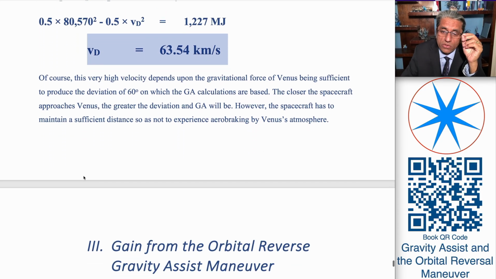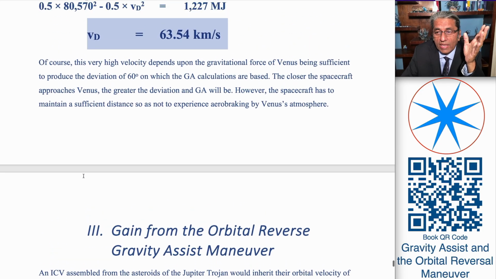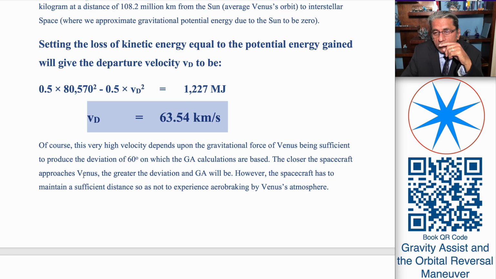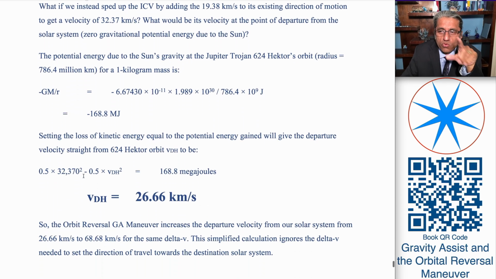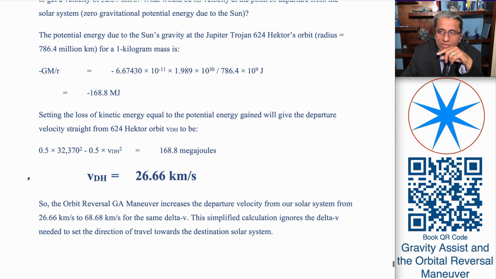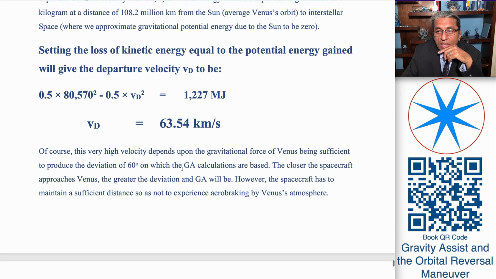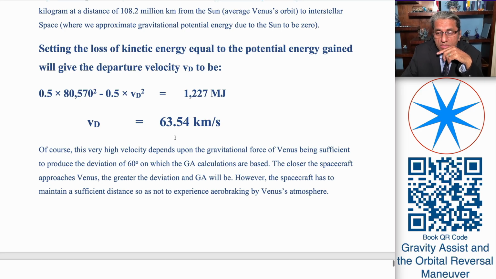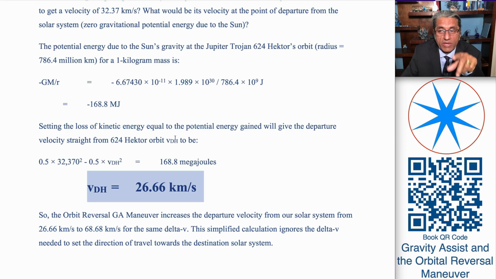Instead, if you had to use some delta V to reverse the orbit of the spacecraft, and instead you just added that delta V to the spacecraft, what you would have at the time of exit from the solar system is only 26.66 kilometers per second. So there's a very significant increase in the velocity at which you exit the solar system. And besides velocity, gravity assist can also be very useful in pointing your spacecraft in the right direction.